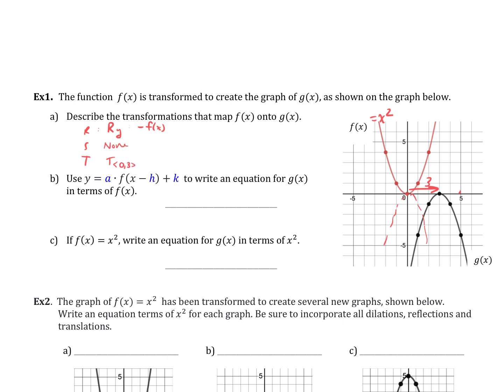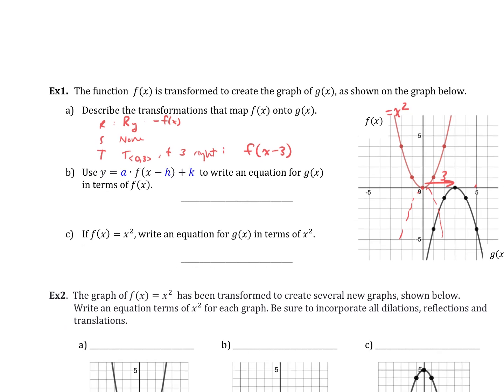Oh my gosh, it's been a long time for me too. Or translation 3 right. In terms of f of x, we have to take f of x minus 3 to get it to go 3 right, if you remember. So I need a negative up front, and an f of x minus 3. Using all this, what's the new equation? Negative f of x minus 3.